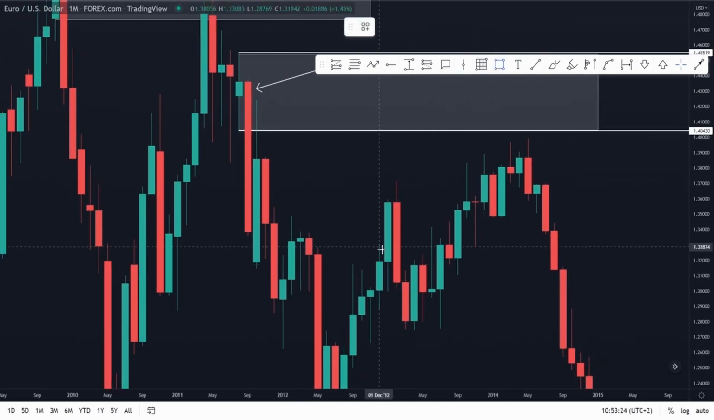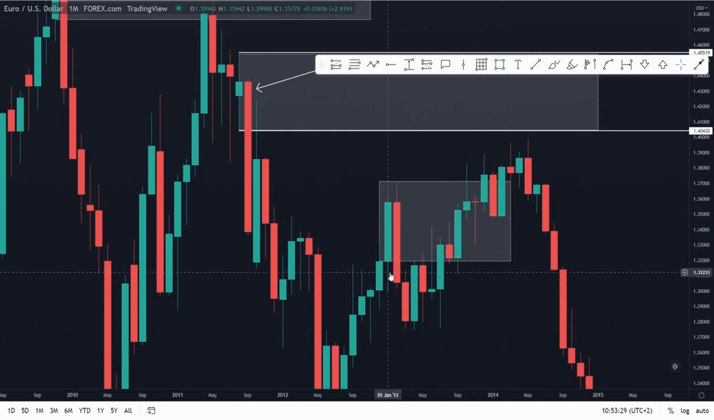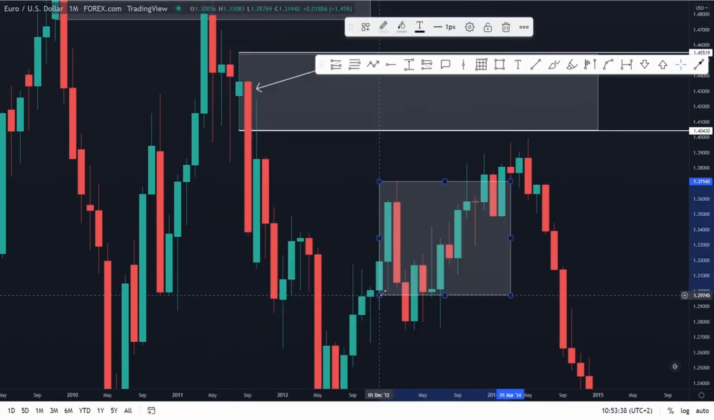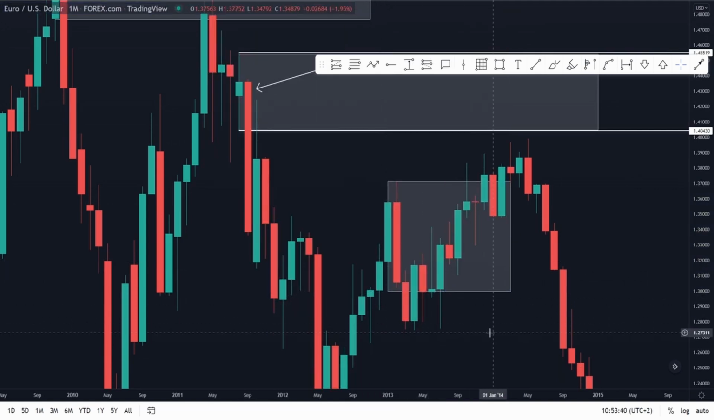Another one is here. As you can see, this one is a little bit bigger. We can reduce the zone like this. Here is our demand zone below from the body. The moment you see an engulfing candle, that's why you can identify that we have a supply or demand zone.